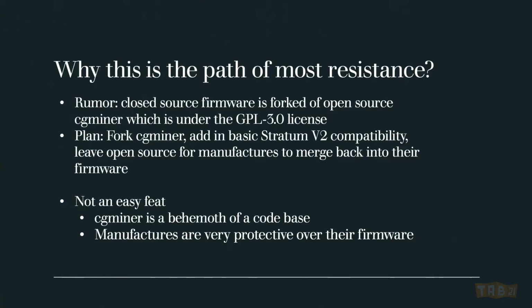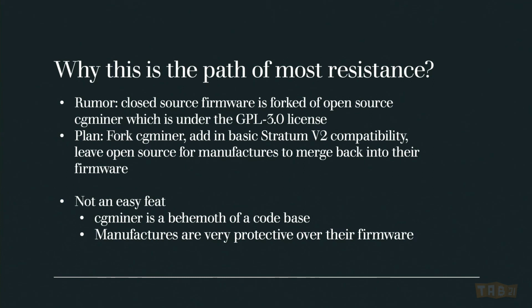So I actually think that getting the manufacturers to get Stratum V2 in their firmware might be the hardest path, and that is just because of how the industry has developed, the social dynamics between manufacturers and the rest of the industry. Because manufacturers keep their firmware extremely closed source. There's a rumor that all of the manufacturers' firmware are a fork of CG Miner, which is an open source miner that's under the GPL 3.0 license. And so these manufacturers allegedly have illegally closed sourced this firmware and have been selling it.